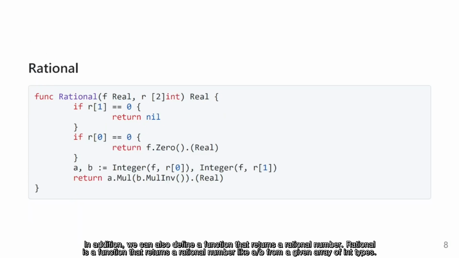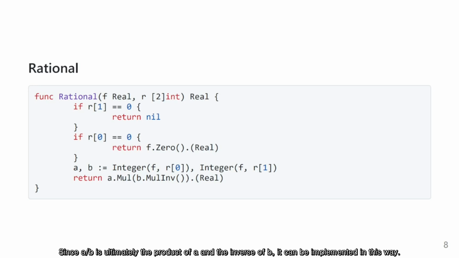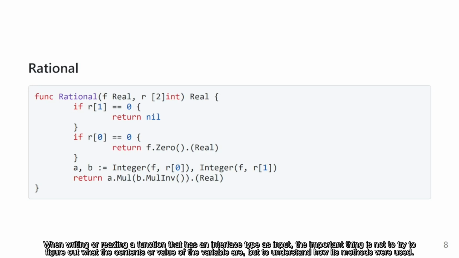In addition, we can also define a function that returns a rational number. Rational is a function that returns a rational number like a over b from a given array of its input type. Since a over b is ultimately the product of a and the inverse of b, it can be implemented in this way. When writing or reading a function that has an interface type as the input, the important thing is not to try to figure out what the contents or value of the variable are, but to understand how its methods were used.